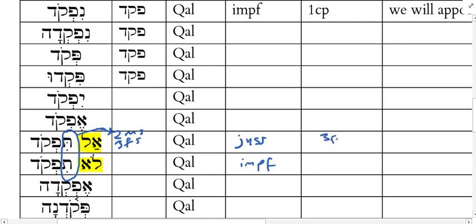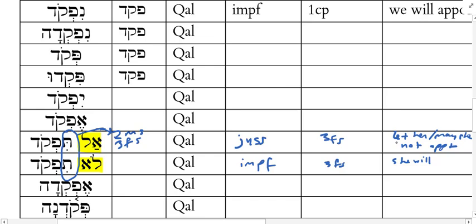If it's 3fs, then I'm going to translate that as a jussive as let her or may she not pakad, right? Which would be a point. If it's, on the other hand, just lo plus tifqod, and it's 3fs, then that's going to be just simple she will not. Like, hey, is Bertha going to visit us tomorrow? No, she will not visit us tomorrow.